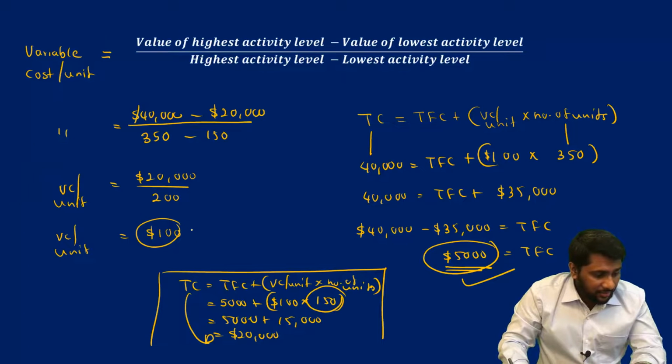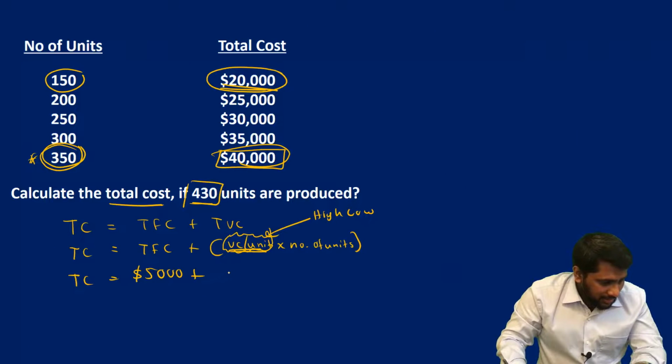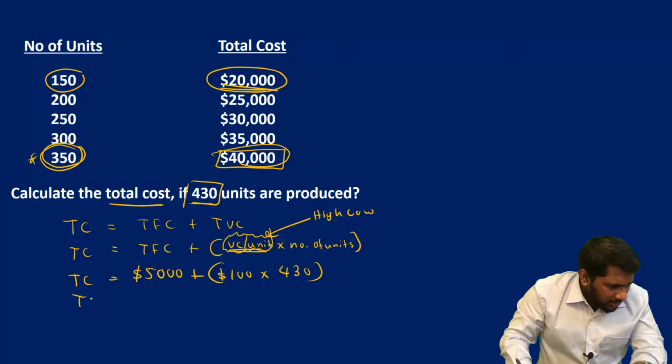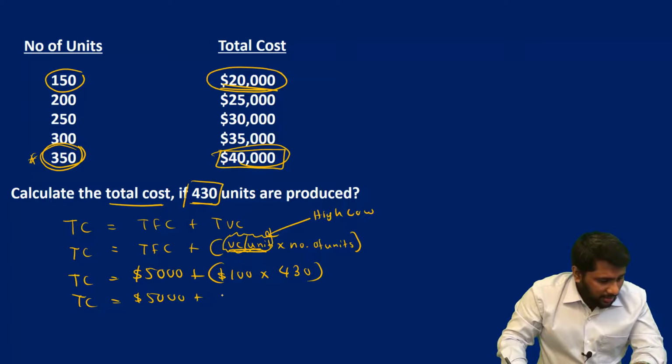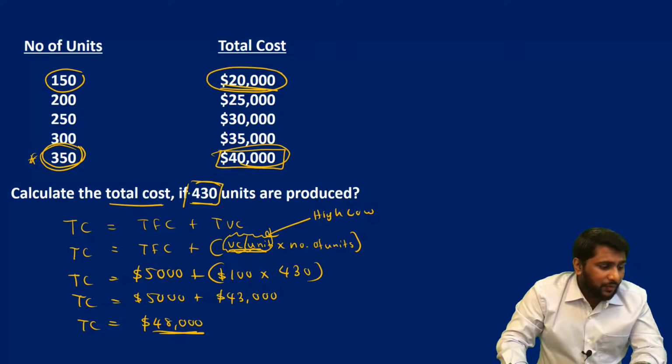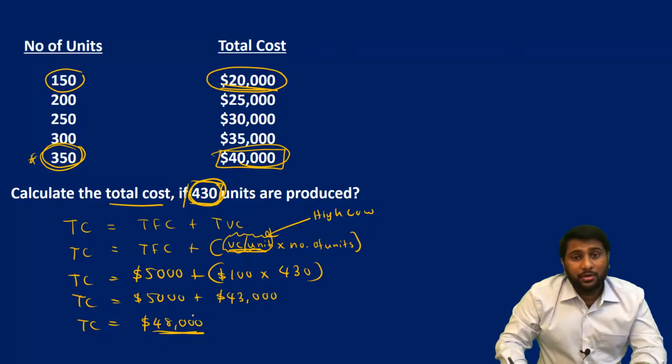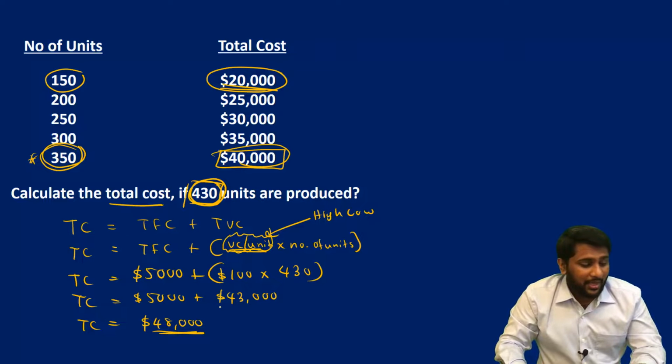So what's the value of the variable cost per unit? It is $100. Into, now you are going to produce how many units? 430 units. So your total cost is how much? 5,000 plus 430 into 100. So here you are getting a total variable cost of 43,000. So if your total variable cost is 43,000 and your total fixed cost is 5,000, what will be your total cost? It will be 48,000. So if you produce 430 units, what will be your total cost? It is 48,000.